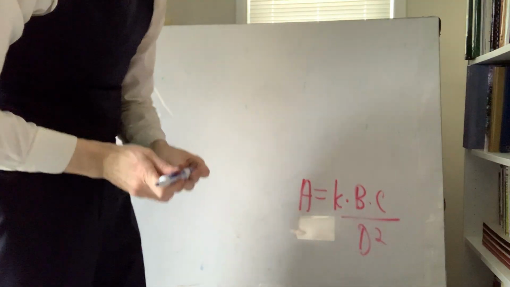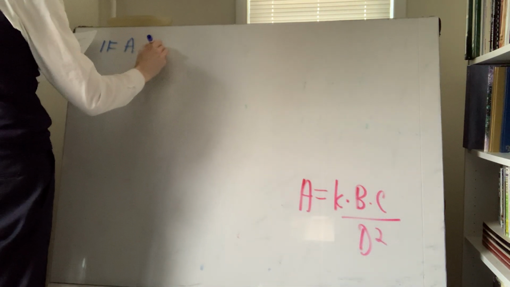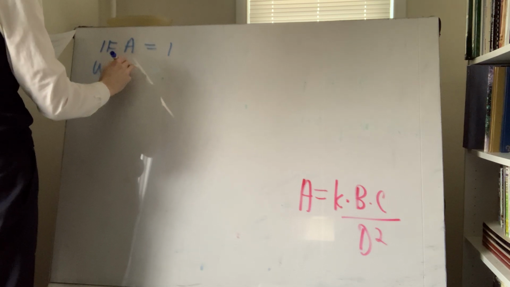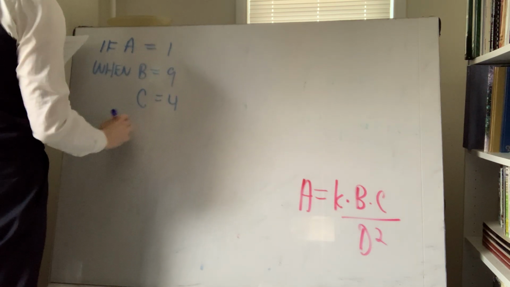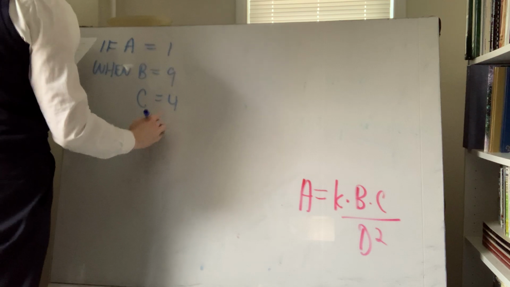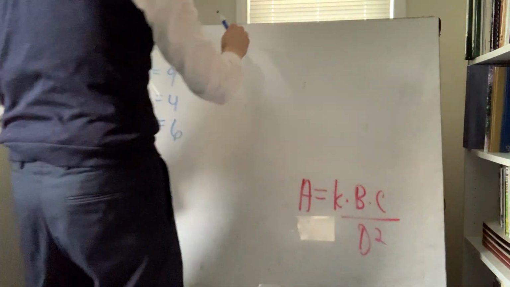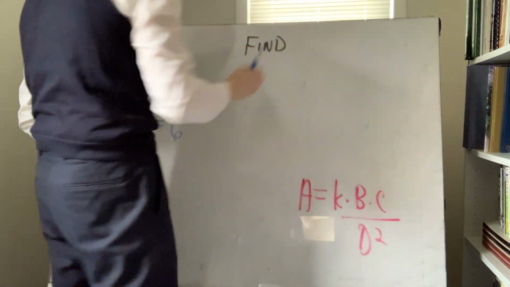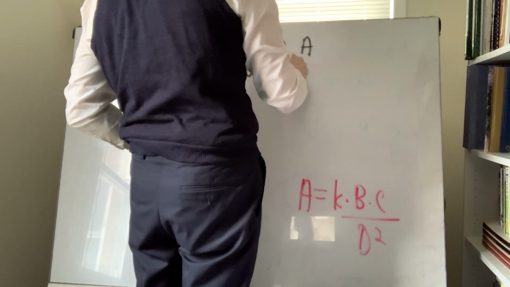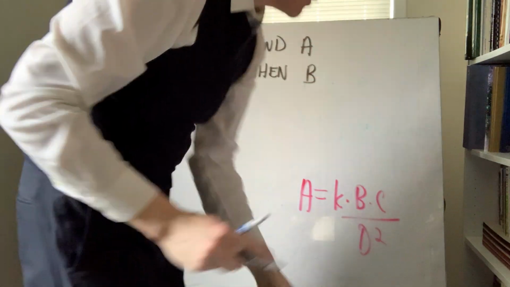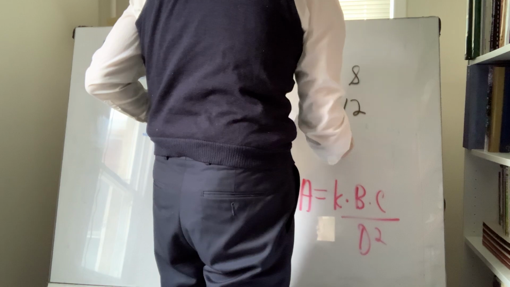And you see this, they give you some specific conditions. I'm going to write them here. If A equals 1, when B equals 9, C equals 4, and D equals 6. Find A when these conditions are met. When B is equal to 8, C is 12, and D is 5.